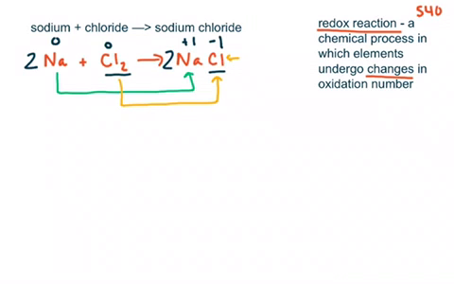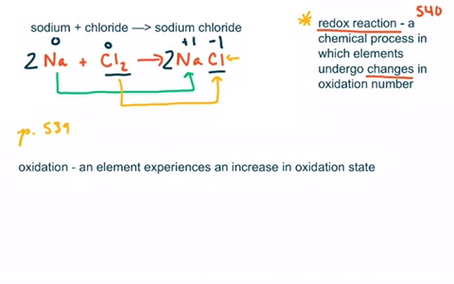Okay? And so now let's define some terminology that's specific to redox reactions. We know that this reaction here is a redox reaction because we do see that change in oxidation number. So now if everyone will look on page 539, we're going to introduce some key terms that'll be helpful to us as we talk about redox reactions. The first term we're going to introduce is oxidation, and that's when an element experiences an increase in oxidation state.